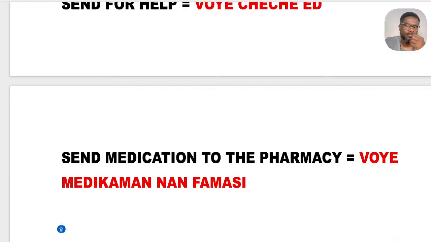Most often at the hospital, the doctor asks which pharmacy you use, or which pharmacy you want us to send your medication to. They ask if it is Walgreens, CVS, or another pharmacy where they should send your medication. Okay, so send medication to the pharmacy.